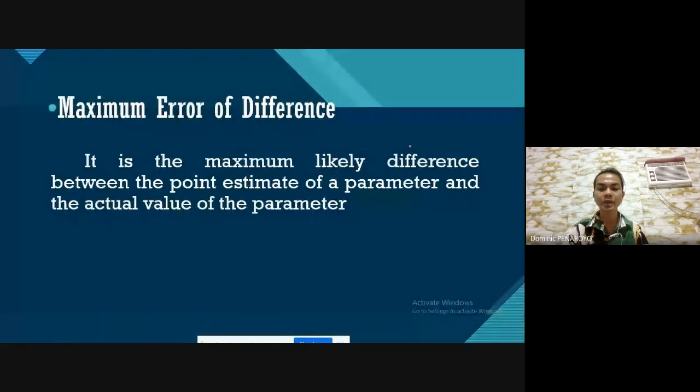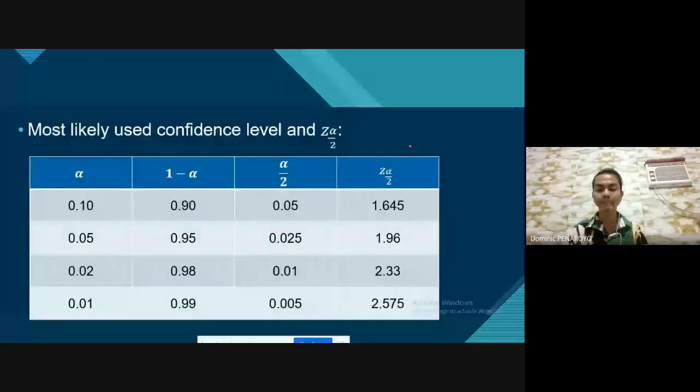Next, we have here the maximum error of difference. The maximum error of difference is the maximum likely difference between the point estimate of a parameter and the actual value of the parameter. Again, class, we have here the most likely used confidence levels and their corresponding z alpha over 2. Please take note and remember this. This is very important in solving the confidence interval.